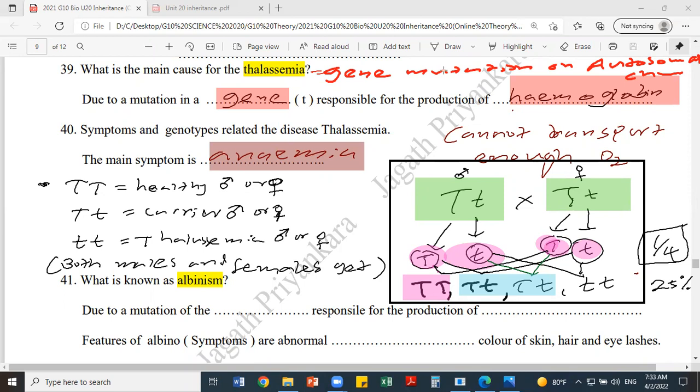Shall I raise this? Is anyone still copying down? Please raise your hand. Did you copy down the possible genotypes with the phenotypes for thalassemia? Copy it down separately, right?